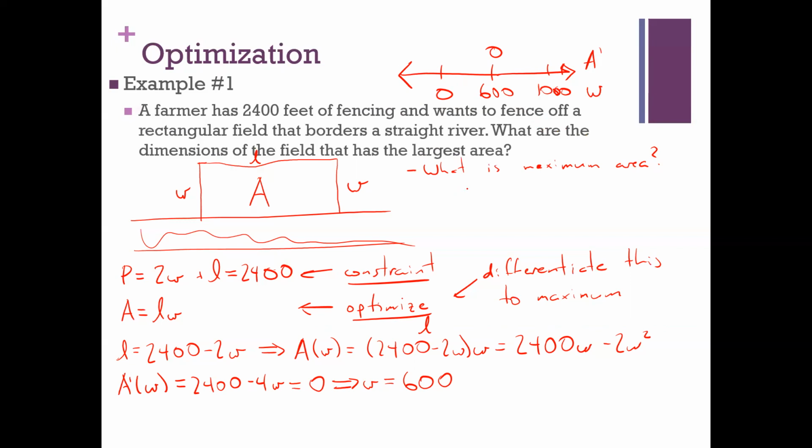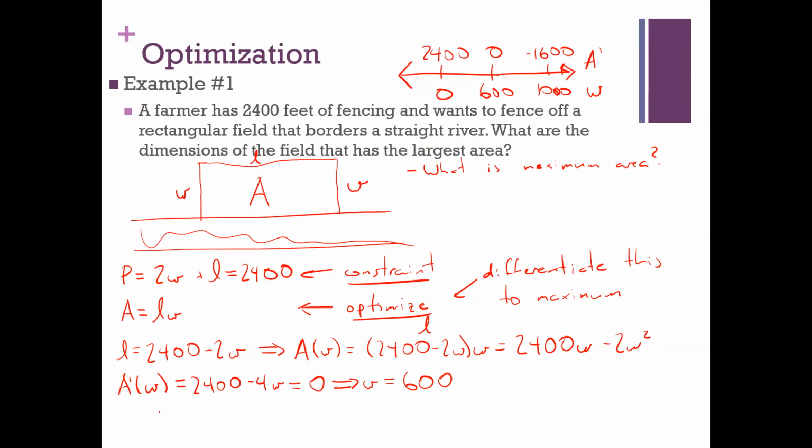If I plug in 0 to the derivative, I get 2400, right? And if I plug in 1000 for W, I get negative 1600. So what does that say about that point there? The local max. So that's our best case scenario.